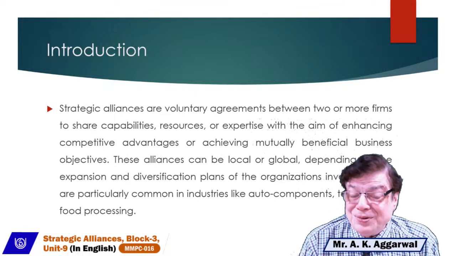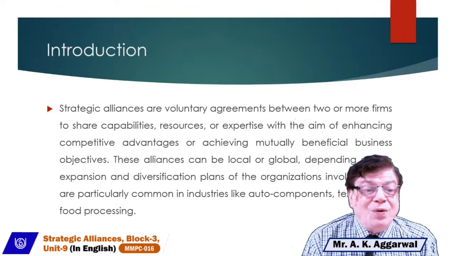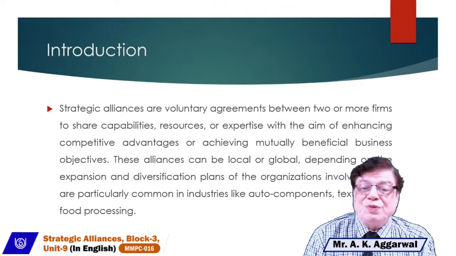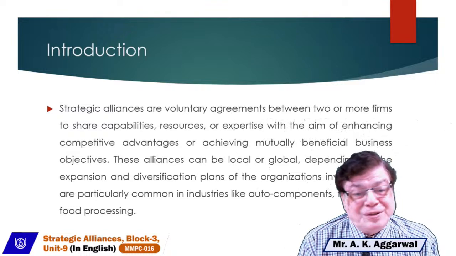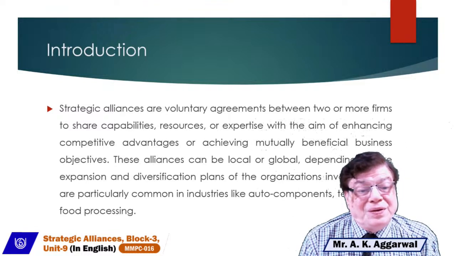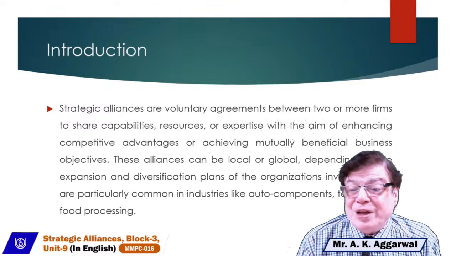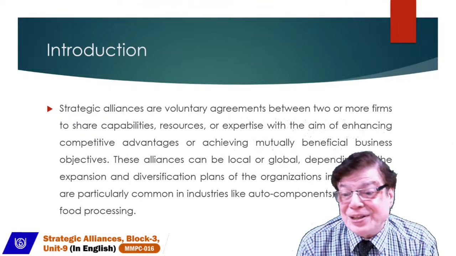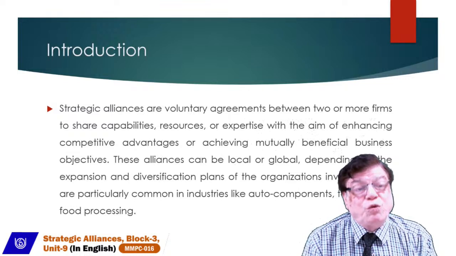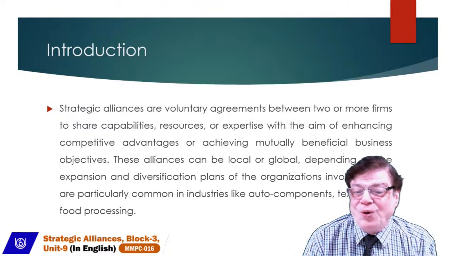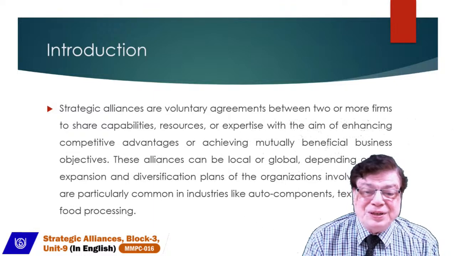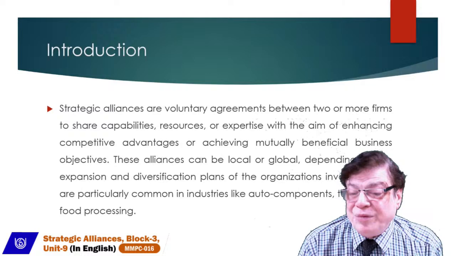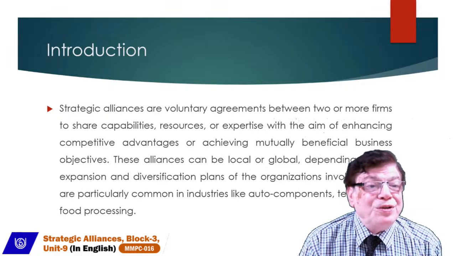These alliances can be local or international, global, depending on the expansion and diversification plans of the organizations involved. When those two firms join together and develop further, it depends on what product they are manufacturing. They are particularly common in industries like auto components, textiles, and food processing. These three are the examples: auto components, car components, two-wheeler components, spare parts; textiles, shirting material, trousers, etc.; and food processing.